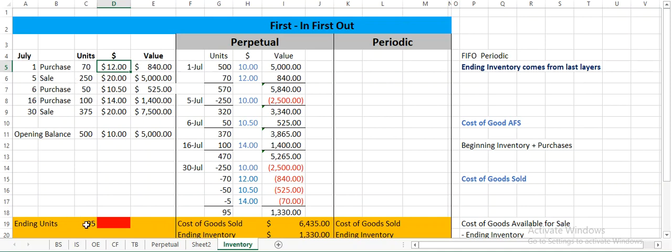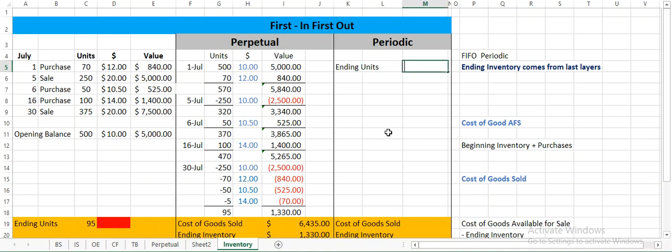Now, if my ending units was, let's say, 150, then I should know that this layer alone is not going to cover the 150 I have left. So 100 would come from here, and the 50 would probably come from this second to last layer. But all we understand, or what needs to be understood about the FIFO method periodic calculation, is that we just start from the bottom and we just go backwards. We go up. Okay?